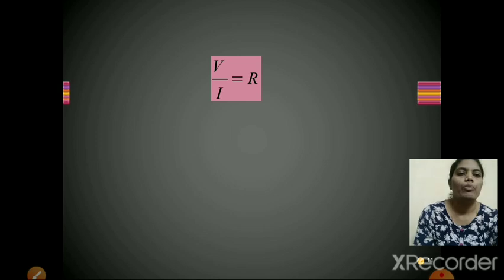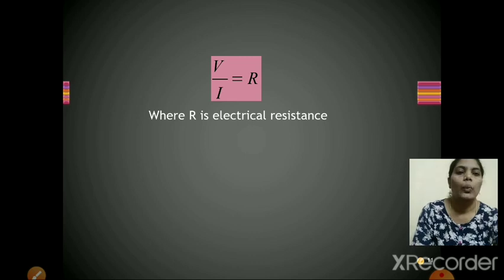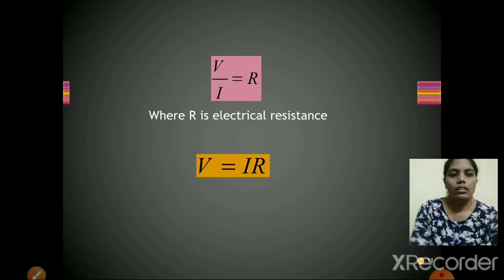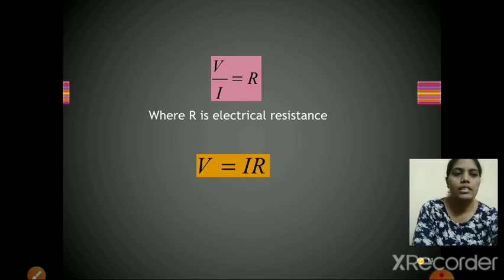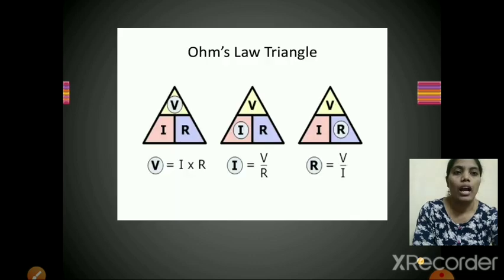Now if we take out the proportionality, we get one constant. That is R. So V by I is equal to R, where this R is electrical resistance. So finally, Ohm's law is expressed in terms of an equation, that is V equals I into R.